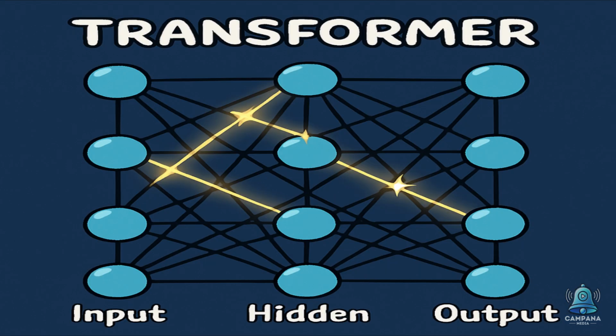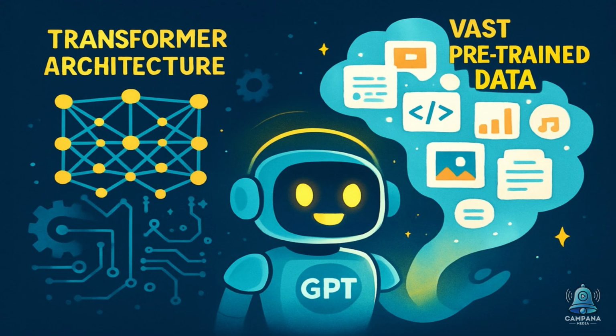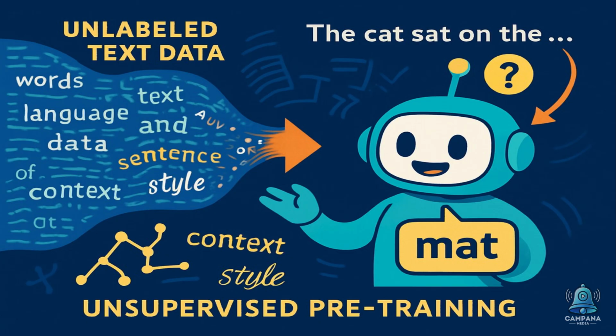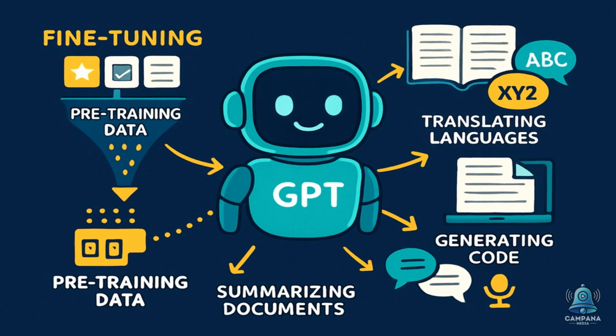What makes GPT so powerful? It's primarily its transformer architecture and the sheer volume of data it's pre-trained on. Unlike traditional ML, GPT learns from massive amounts of unlabeled text data, essentially by predicting the next word in a sentence. This unsupervised pre-training allows it to grasp grammar, context, and even subtle stylistic elements of human language. After this extensive pre-training, GPT can be fine-tuned for specific tasks with much smaller, labeled datasets.